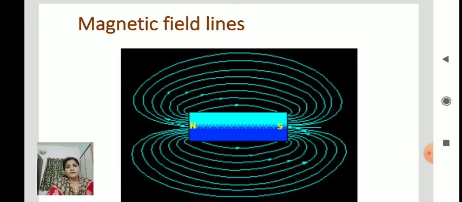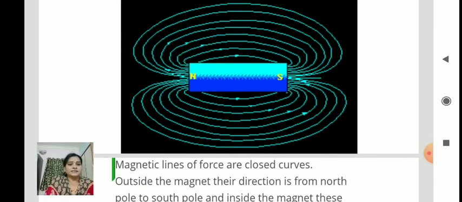Here also we can say that the more the number of magnetic field lines, the denser, the stronger is the magnetic field. If the magnetic field lines are fewer, the magnetic field is less. Also, two magnetic field lines never intersect, because at the point of intersection the magnetic field would have two directions, which is not possible. So no two magnetic field lines intersect.